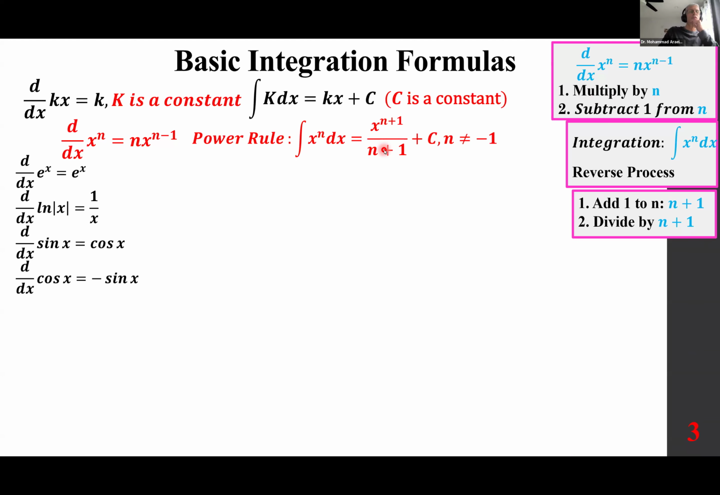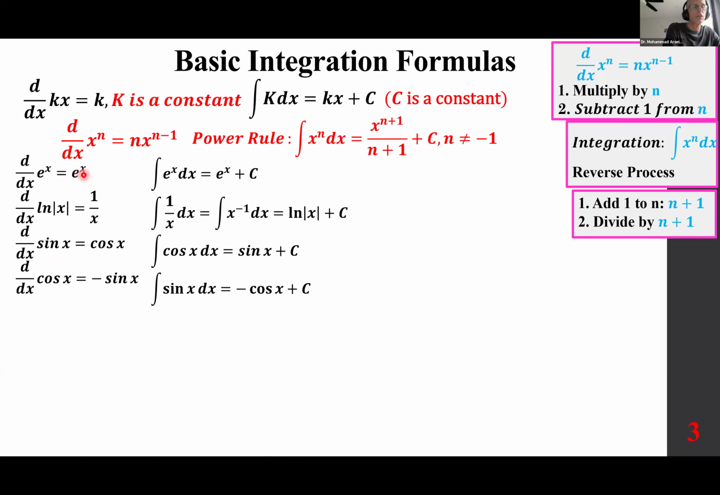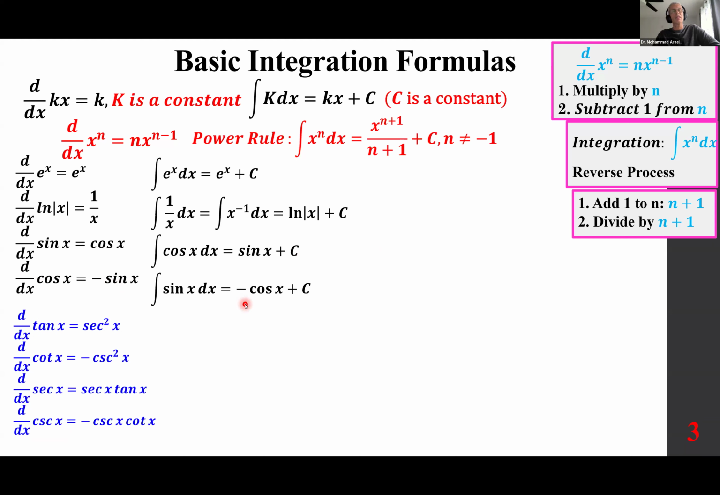Now, if we look at these functions, for example, e to the power of x, the derivative is itself. Ln x is 1 over x, sine is cosine, the derivative of cosine is minus sine. The reverse process, therefore: the integral of e to the power of x must be e to the power of x plus a constant. The integral of 1 over x must be ln x and a constant. The integral of cosine must be sine and a constant. And the integral of sine must be negative cosine x plus a constant.